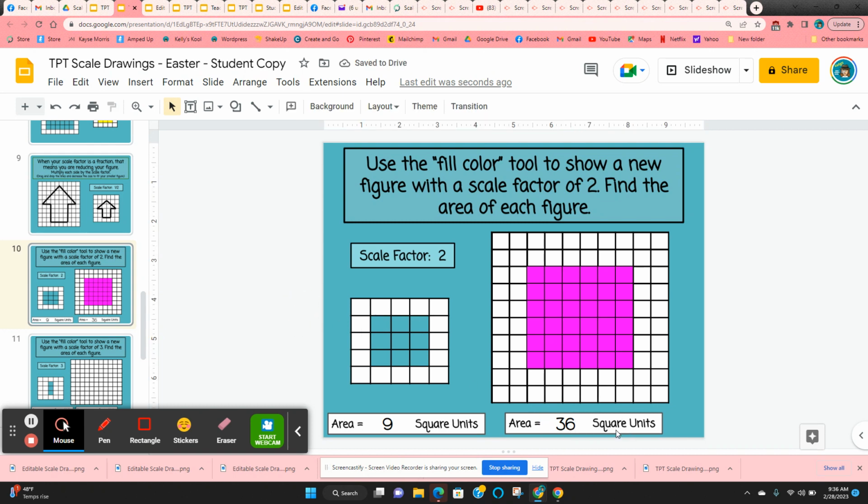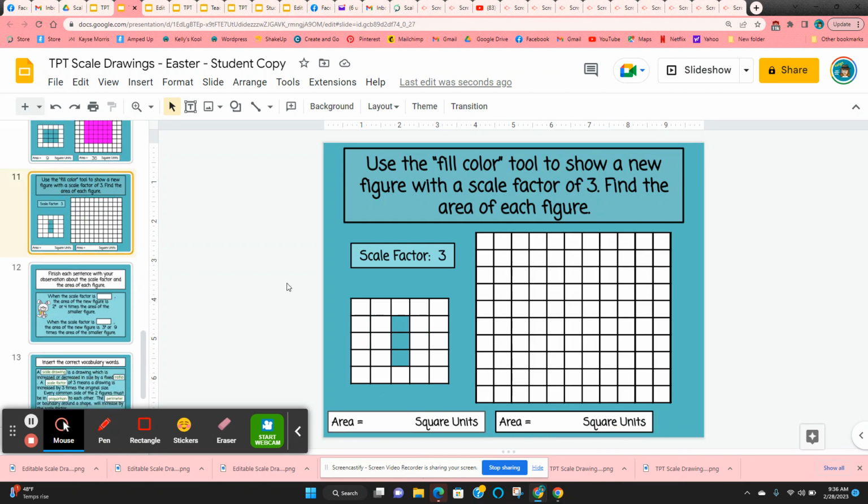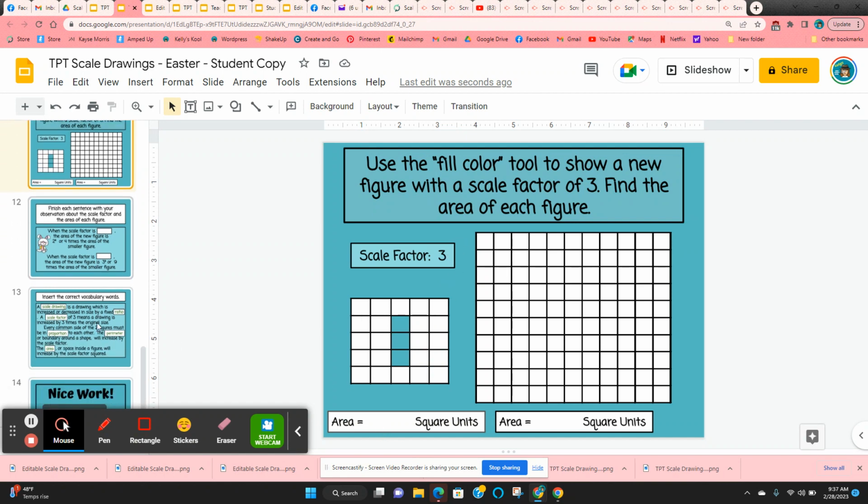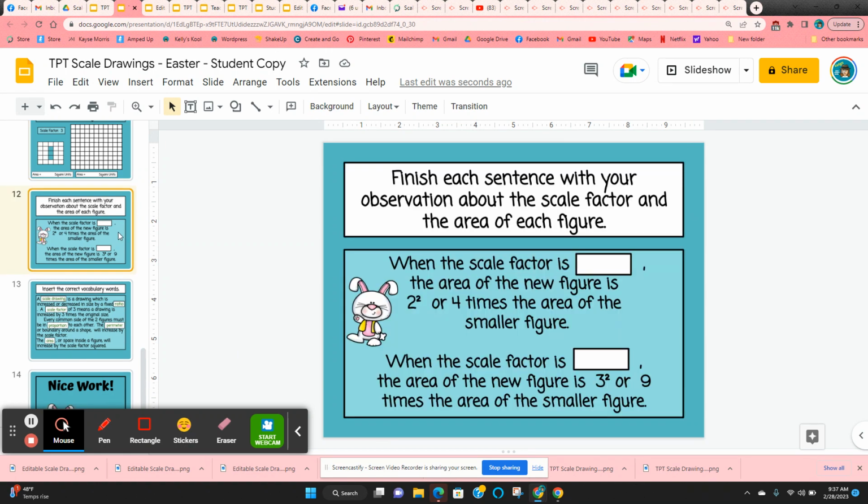To be able to predict what happens with area, the difference is going to be the scale factor squared. So it's going to be times 4, since 2 squared is 4. We're going to take the smaller area and multiply by 4. They're going to do that with one more figure with a scale factor of 3. In this case, the area of the larger figure will be 3 squared, or 9 times the smaller area. And they're going to fill in the sentence frame.